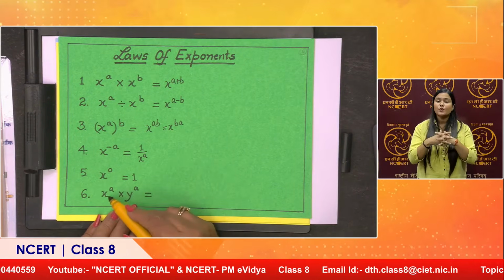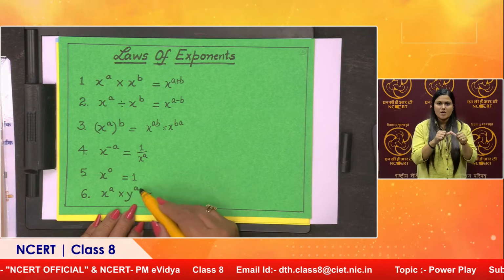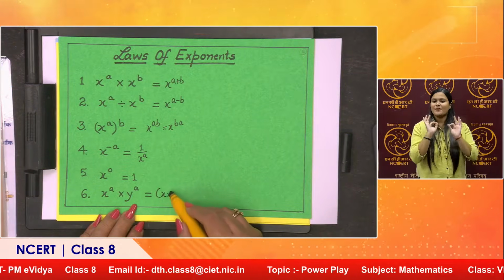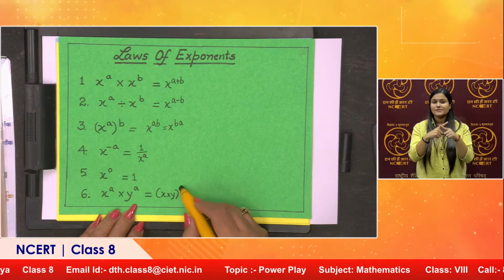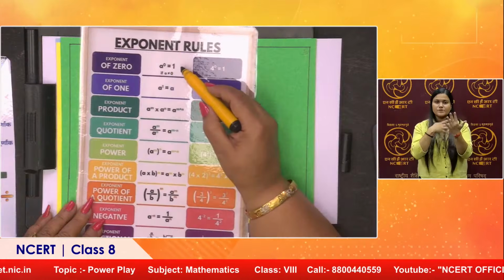Observe this carefully. Here the bases are different, Shivani. x to the power a into y to the power a, and the power is same. Power is same. Beautiful. So, how can I write this down? x into y whole raised to a. Understood, children? We are going to use this. See, I can show you one formula chart I have brought for you. Same, any number raised to 0 is 1, children.